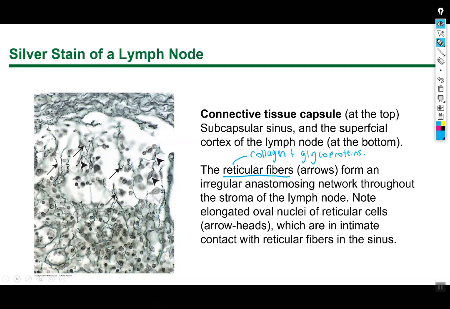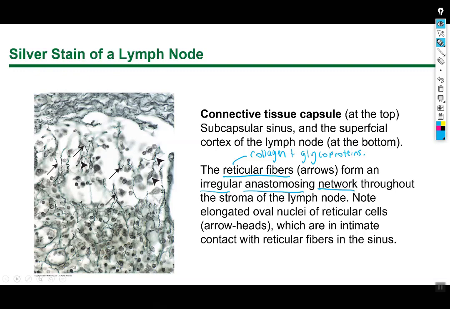So the glycoproteins are significant because this gives the cells that live inside of the lymph node or whatever other reticular connective tissue based organ there is, it gives them something to stick to. So that's kind of the idea there. So it forms an irregular anastomosing network. What does that mean? Well, it means there's no particular order, and the fibers split and then rediverge without any particular purpose or order. So that's what that means.